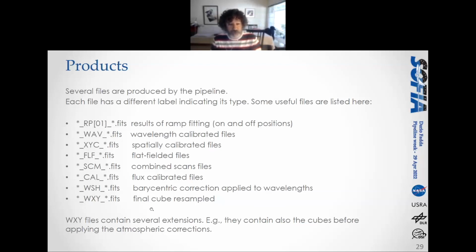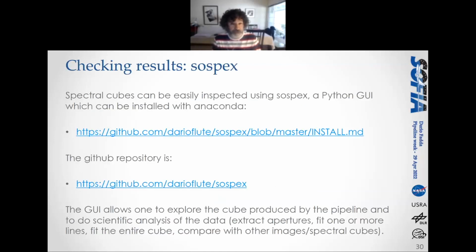The one that you really want is the WXY, which is the final resampled cube. The others are intermediate products that you can see. The WXY file will have several extensions. So if you go and explore what is inside, you see it's pretty complicated. You have several extensions. One will be the final cube that you really want with the fluxes. One will be the cube before the correction for the atmosphere, and then you have the atmosphere itself and many other things.